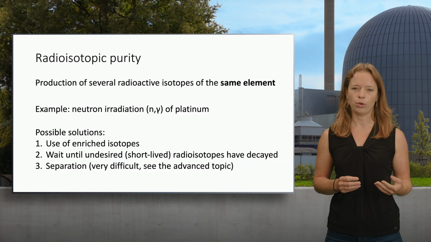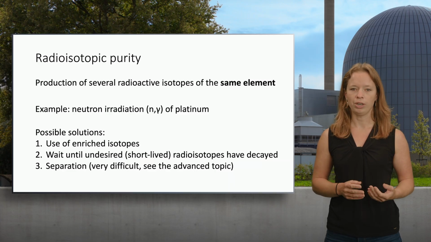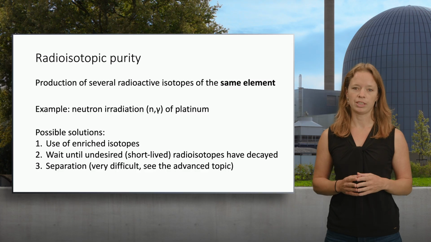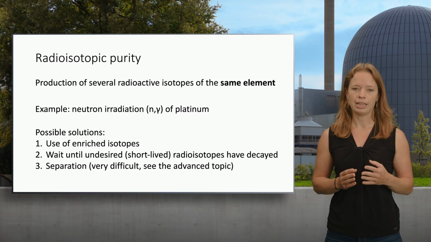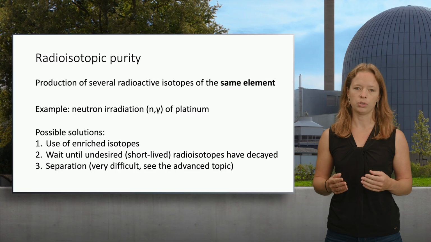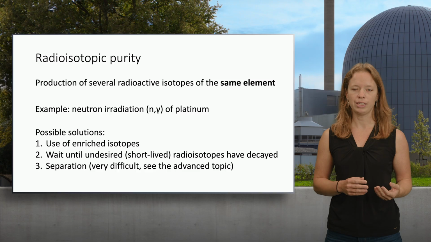You could increase the radioisotopic purity of your sample by using enriched isotopes. In our previous example, if our target would have consisted of only platinum-190, then the neutron capture reaction would only produce platinum-191. In the case of short-lived impurities, you can wait until they have decayed. You might also attempt to separate the different radioactive isotopes of the same element, but this is very difficult or sometimes even impossible to do. If you're interested in how you could still separate these, you should check out the advanced topic of this module.